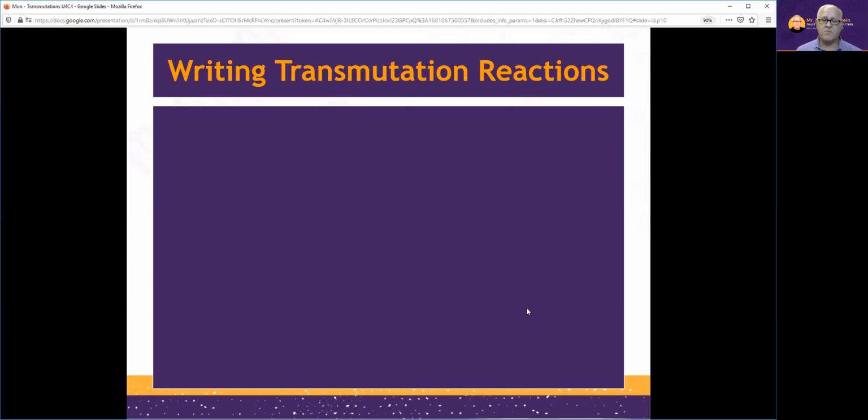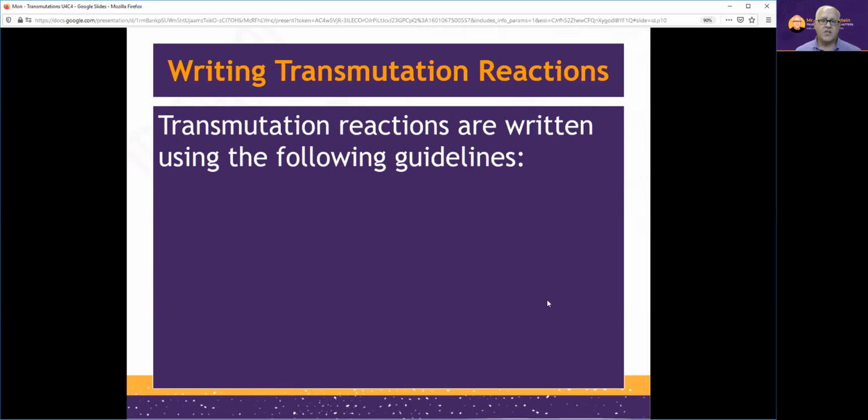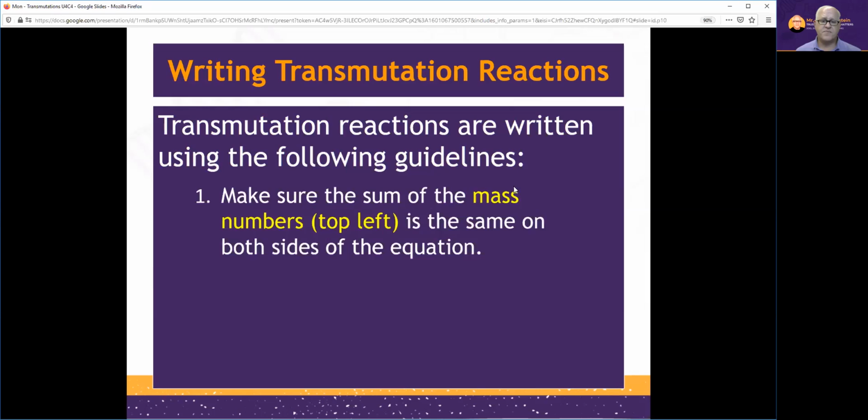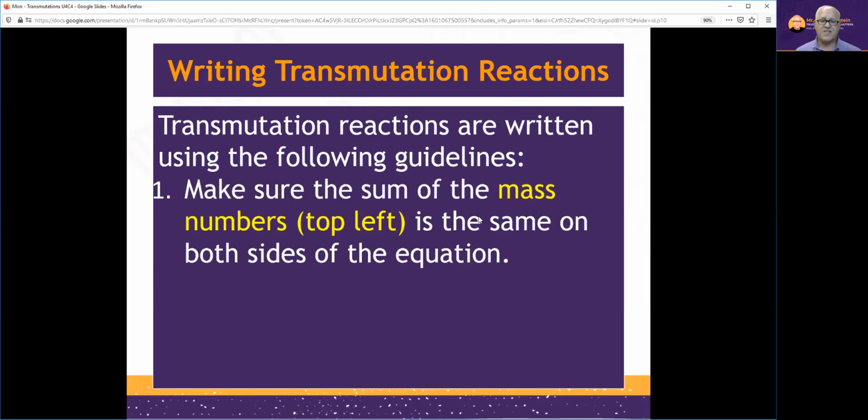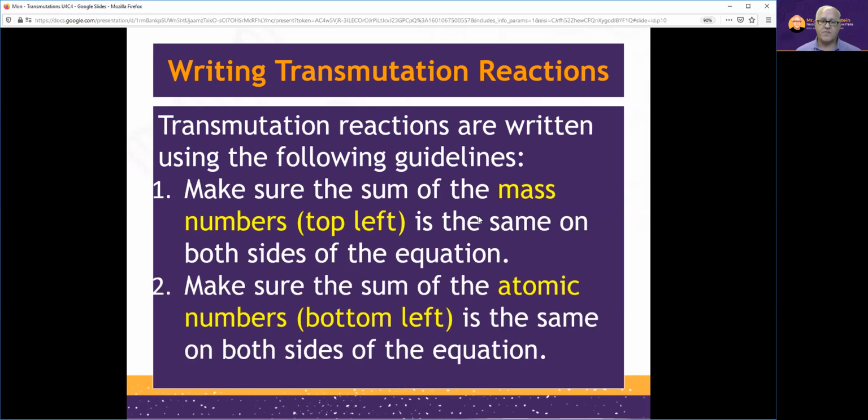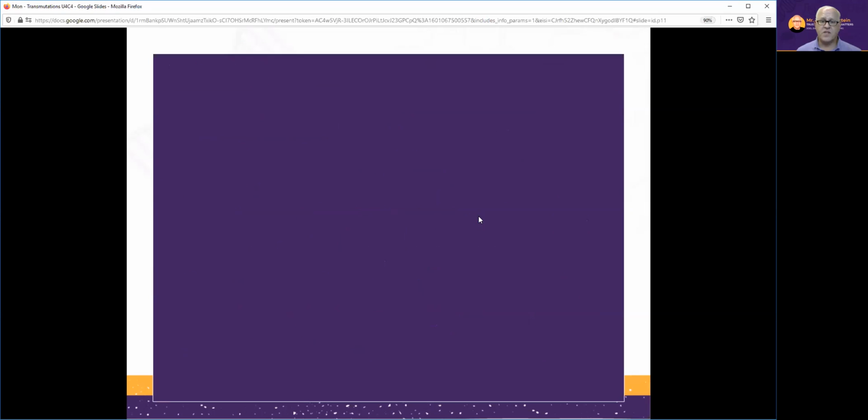Now, writing transmutation reactions, and we show this to you just so you can get an idea of what it looks like. The transmutation reactions are written using the following guidelines. First, make sure the sum of the mass numbers, in the top left, is the same on both sides of the equation. And make sure the sum of the atomic numbers, bottom left, is the same on both sides of the equation. Let's look at this.